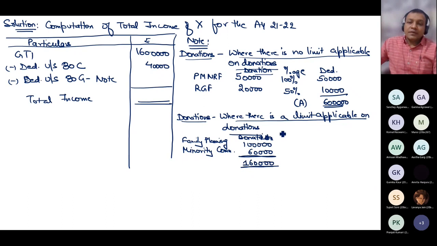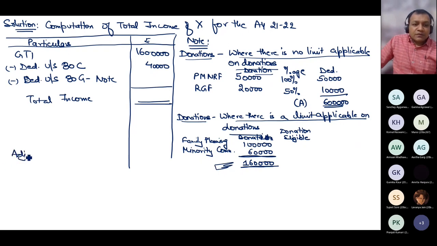160. So here I will prepare another column, donation eligible. This is a new column which was missing in category 1, which was not required in category 1. I will compare this total 160 with adjusted GTI, adjusted TI. So I am computing another concept, adjusted total income for the purpose of ATG.